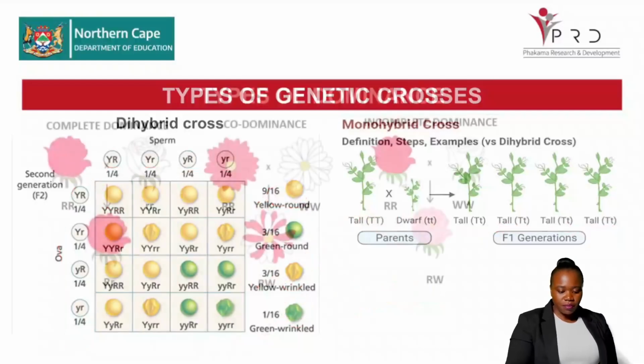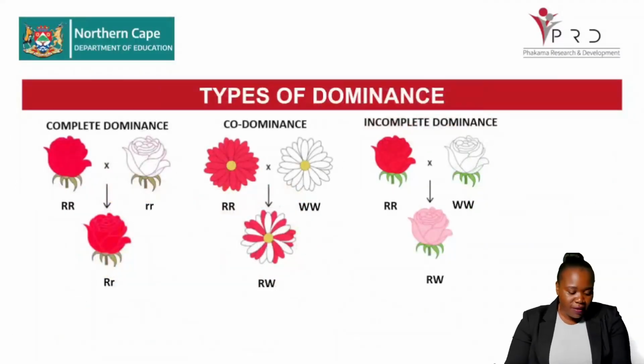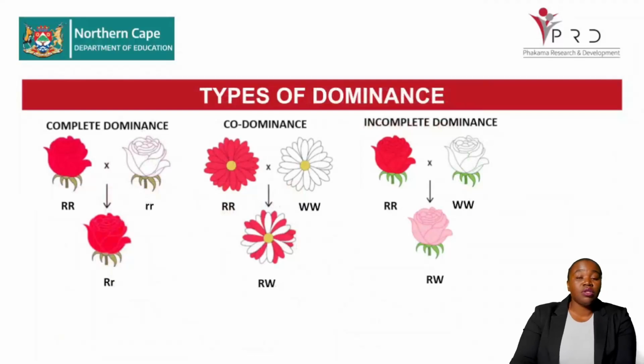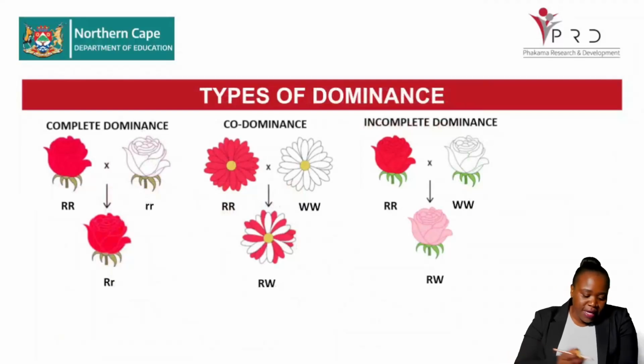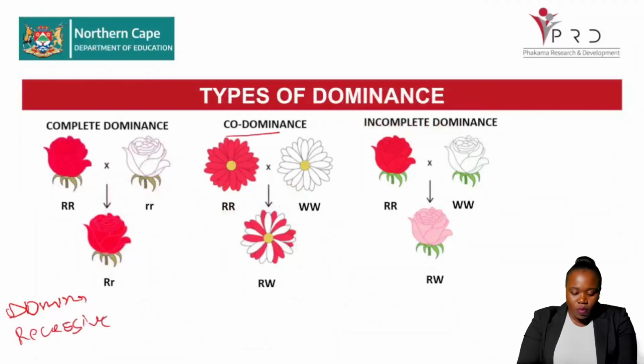Okay. And then the types of dominance. We have 3 types of dominance. You should be able to differentiate these 3 types of dominance. We have complete dominance. With complete dominance, that is where you would see that you have a dominant allele and a recessive allele, right? Whereas with codominance and incomplete dominance, there is no recessive allele here. We only have dominant. They are codominant or they are incompletely dominant, but they are both equally dominant.